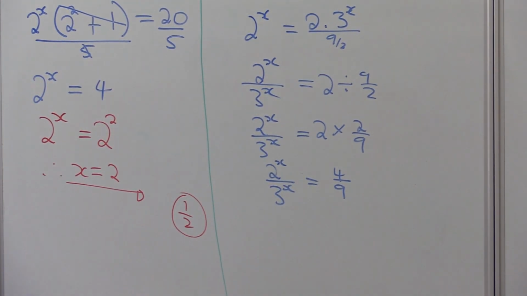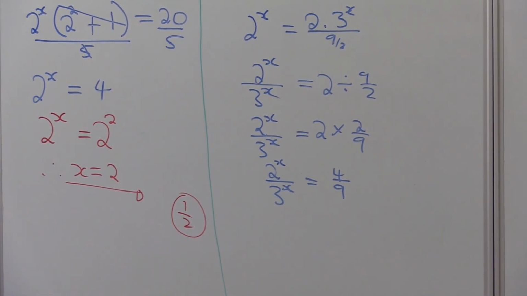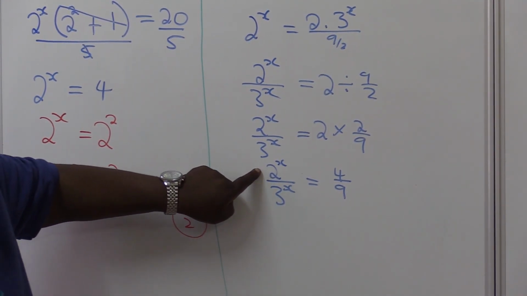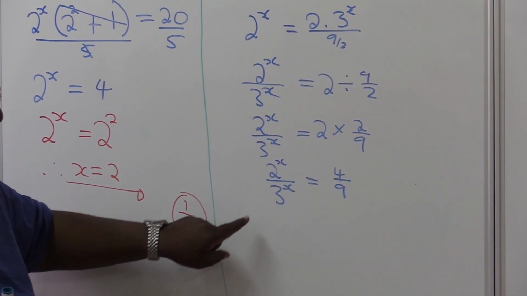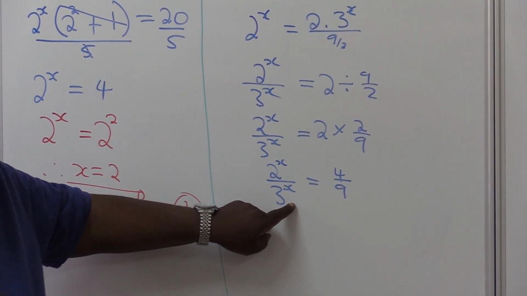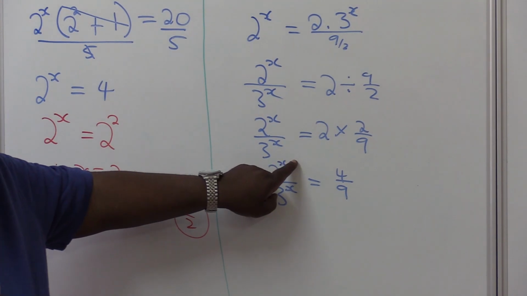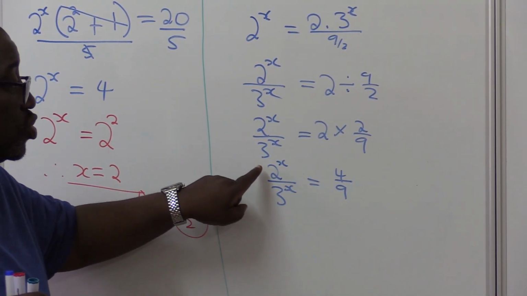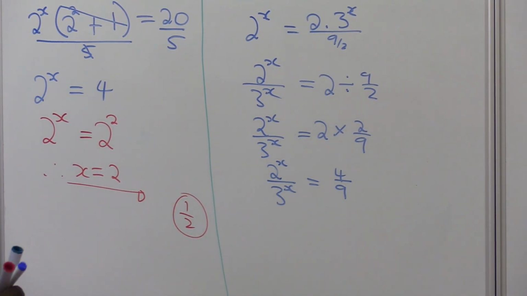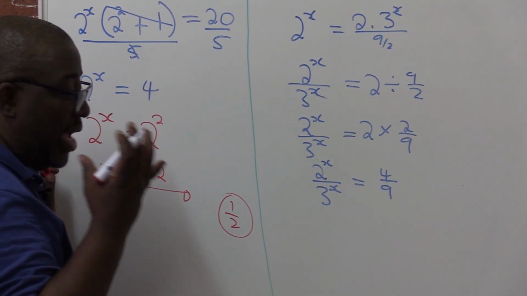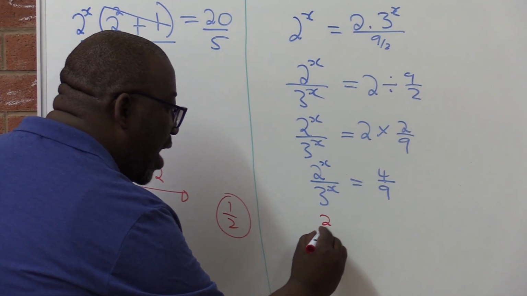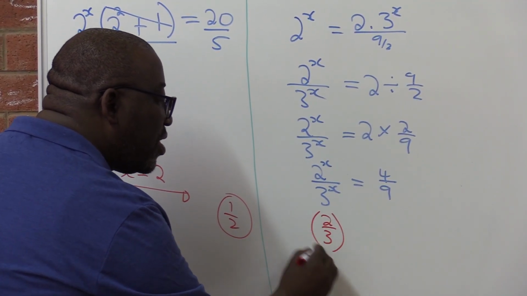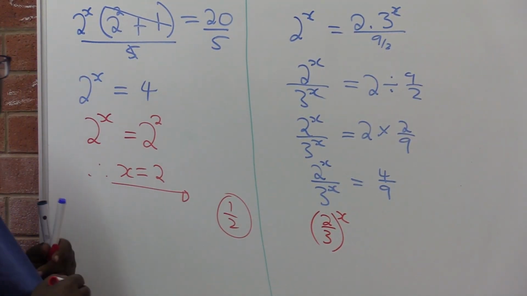We still have the same challenge. We still have 2 x's, which we must try and make 1 x. Now watch here. Oh, I got it. We've got 2 to the power x divided by 3 to the power x. This 2 is to the power x, and this 3 is to the power x. In other words, both 2 and 3 are to the power x. That's what we wanted. We wanted to have 1 x.